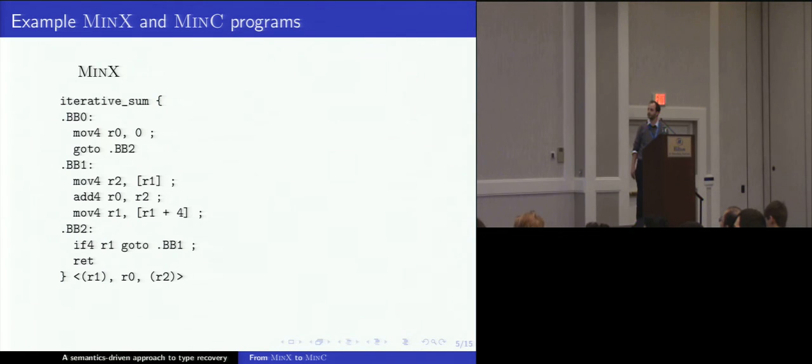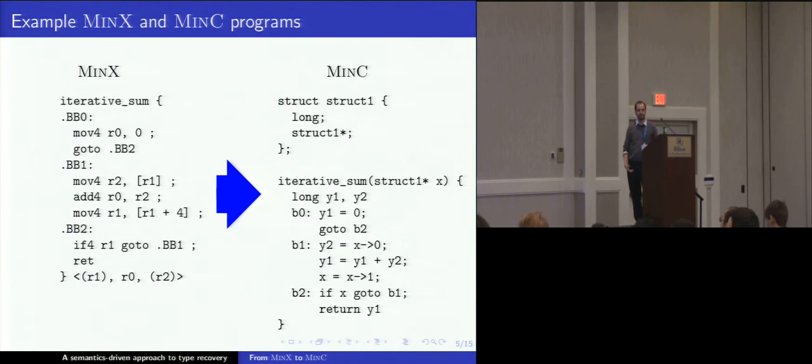And apart from that, we also have these labels for our blocks, .bb0, .bb1. The interesting part of this code is in .bb1, where we're actually manipulating the linked list type. So we're dereferencing R1, which is the first element of the linked list, and then two instructions forward, we're dereferencing the second element in the linked list, which is R1 plus 4.